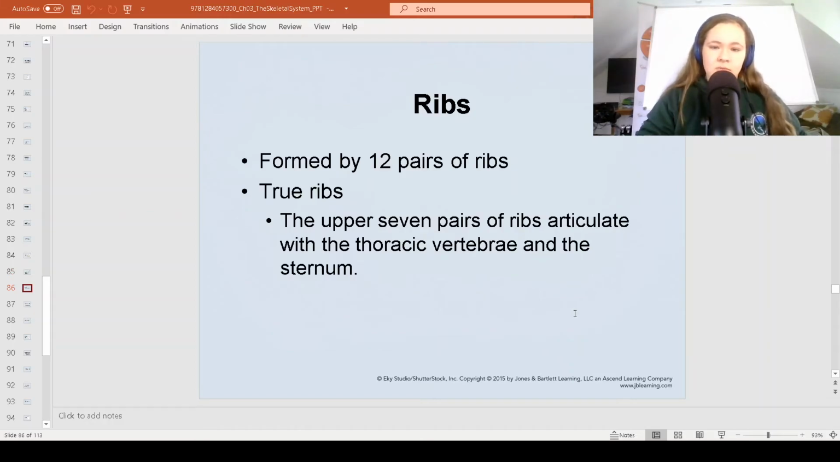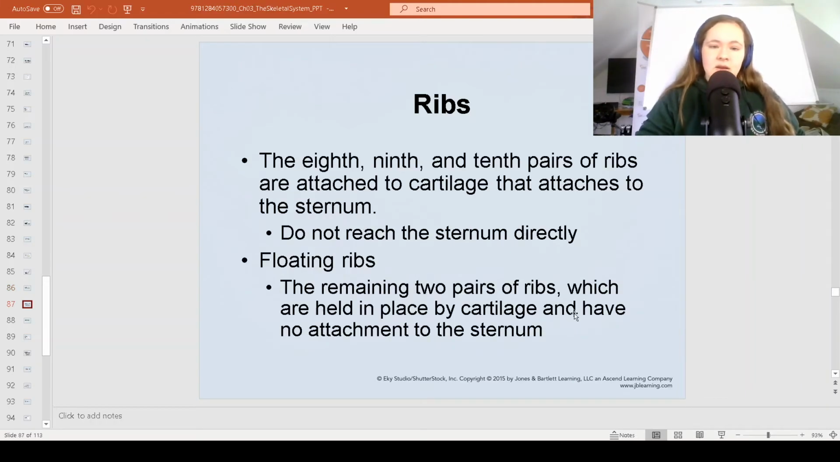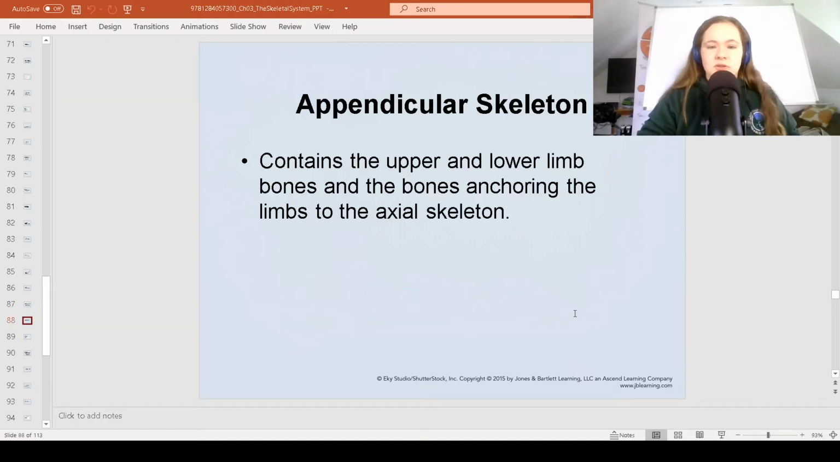You've got the ribs formed by 12 pairs of ribs. The true ribs, the upper 7 pairs of the ribs articulate with the thoracic vertebrae and the sternum. Got the 8th, 9th, and 10th pairs of ribs that are attached to the cartilage that attaches to the sternum. Do not reach the sternum directly. You've got the floating ribs, the remaining 2 pairs of ribs that are held in place by cartilage and have no attachment to the sternum.